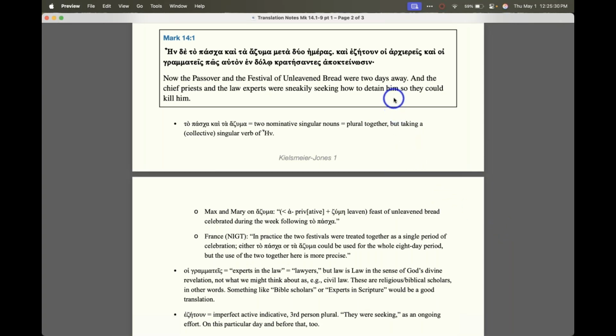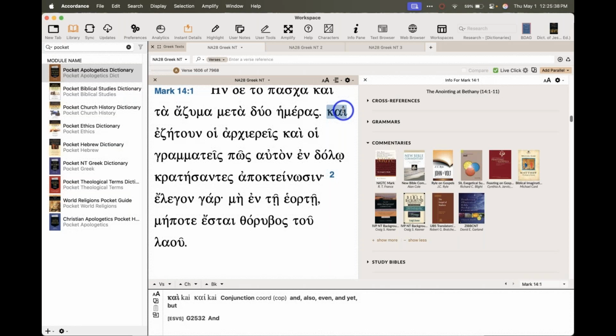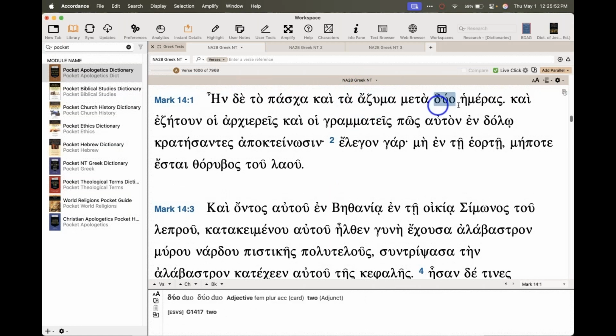Those are great. All right, so all of this setup, what's happening now? We get the Kai, and so this is moving on through the verse. Kai ezetun hoi archieres, kai hoi grammates, pos auton endalo, kratesantes apoktenosin. Left to right, we get something like, and were seeking, they were seeking. Who's they? Well, here's the subject, hoi, so we've got a plural nominative. That's the subject of this plural verb. Hoi archieres, so that's one set of actors, the chief priests.